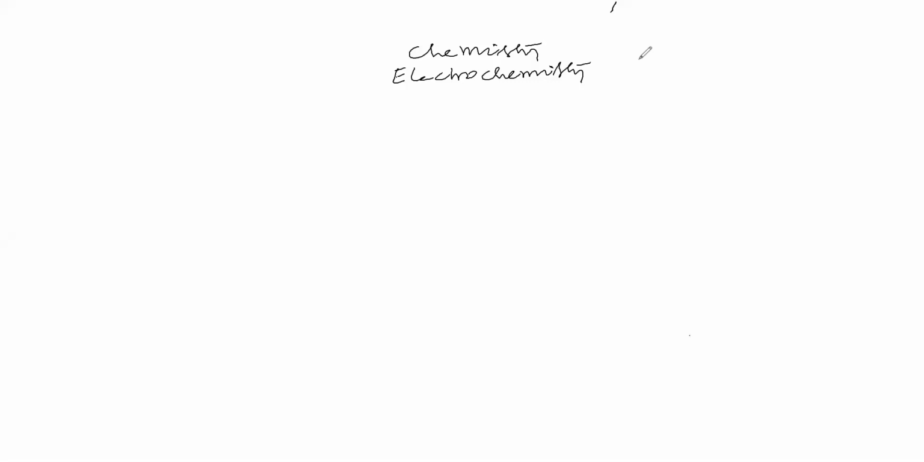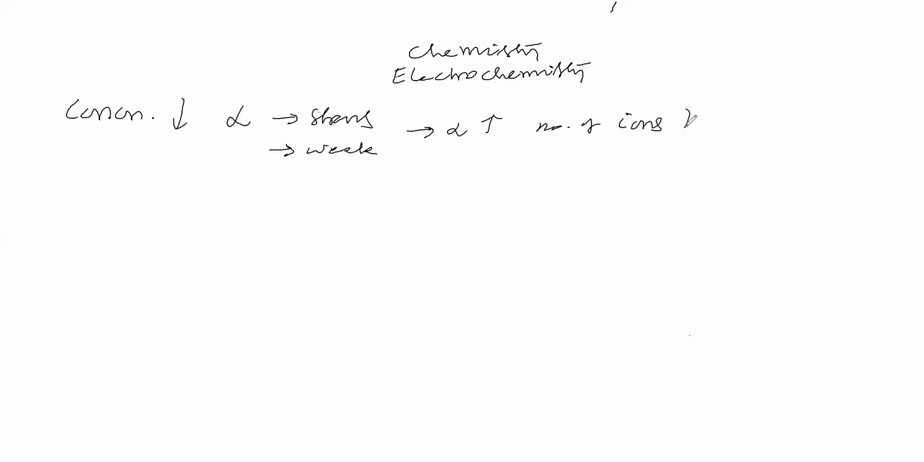Now, we will take concentration. On decreasing the concentration, the degree of dissociation of whatever the electrolyte, whether it is a strong electrolyte or a weak electrolyte, increases. Due to that, the number of ions increases.